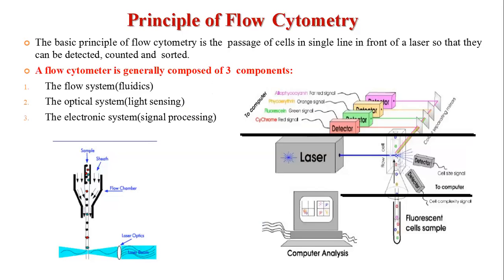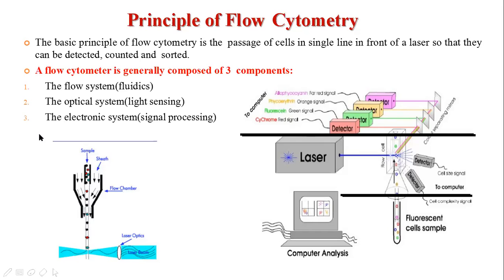So the principle of FACS or flow cytometry is the passage of cells in a single line in front of a laser so that they can be detected, counted, and sorted. If you look here in this picture, you can see this is a nozzle. And this particular nozzle is dispensing the sample, and now gradually the cells are coming through this nozzle one by one. It's not that multiple cells are coming and hitting the laser beam. Here is a laser beam.